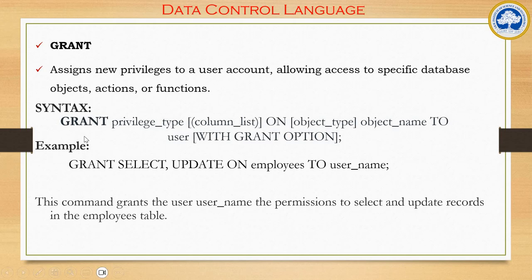This is the syntax of grant, where you specify what kind of privileges we are going to provide, and the columns or tables they apply to. For example, here the grant permission is given for select and update. So the user can only do these two types of privilege: they can view the data and update the data on the employee table. You can also mention who is taking the privileges, the username. That is how you apply grant.